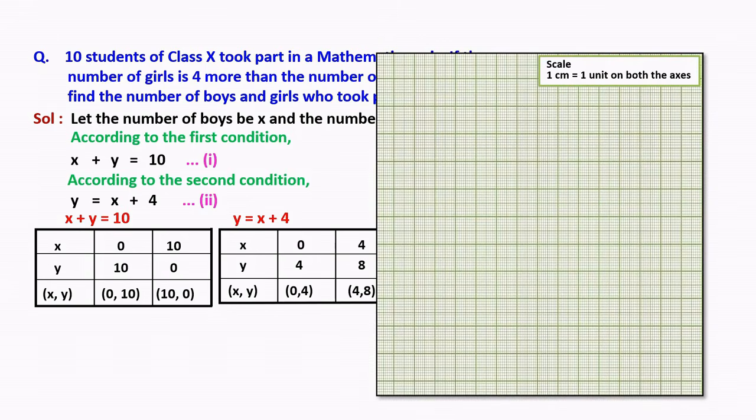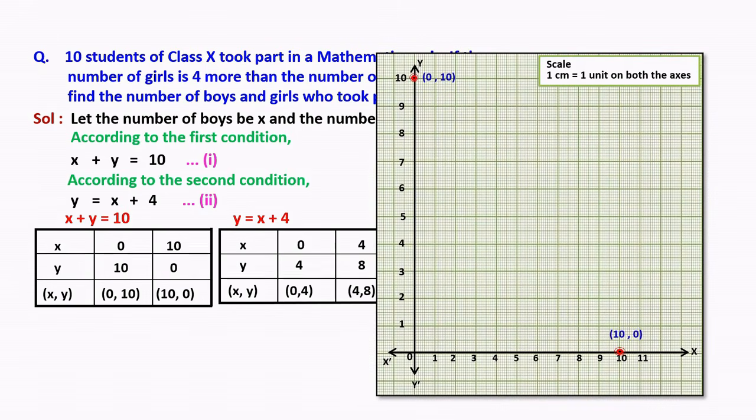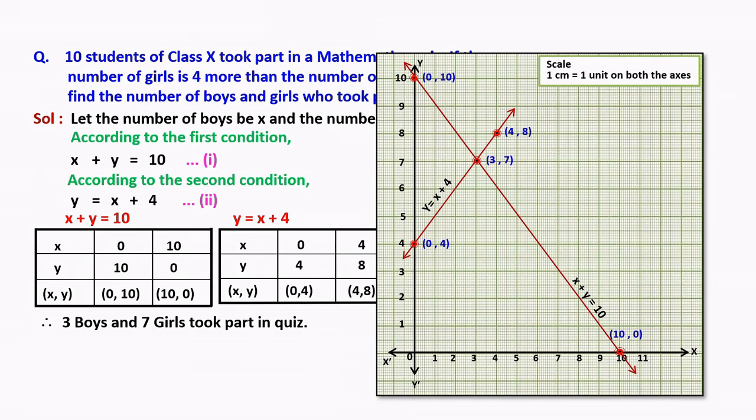Now, plot these points on the graph and draw the lines. The two lines intersect at the point 3, 7. So, X equals 3 and Y equals 7. Therefore, 3 boys and 7 girls took part in the quiz.